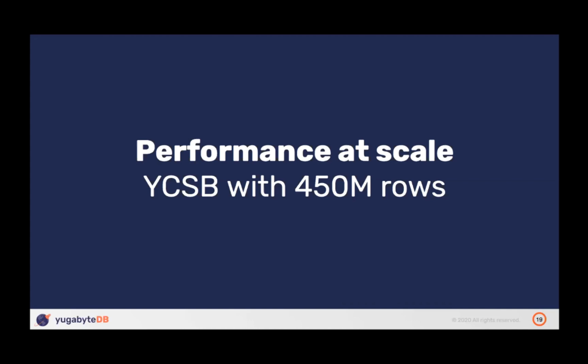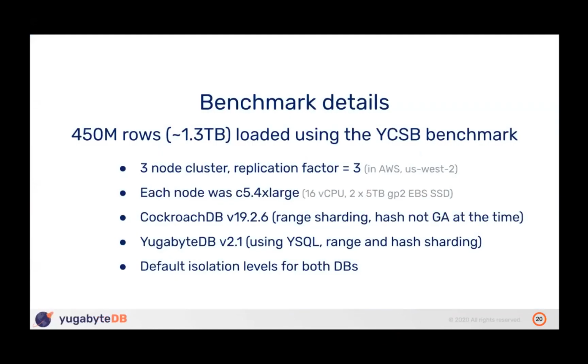But we said within a reasonable amount of time, roughly a 24-hour time window, we were able to load 450 million rows into CockroachDB. So we said we're going to stick with that number. It's big enough and it's representative enough, right? So at 450 million rows, if you run YCSB benchmarks against the two databases, what do we see? Let's look at some of the benchmark details first and then go into the actual results.